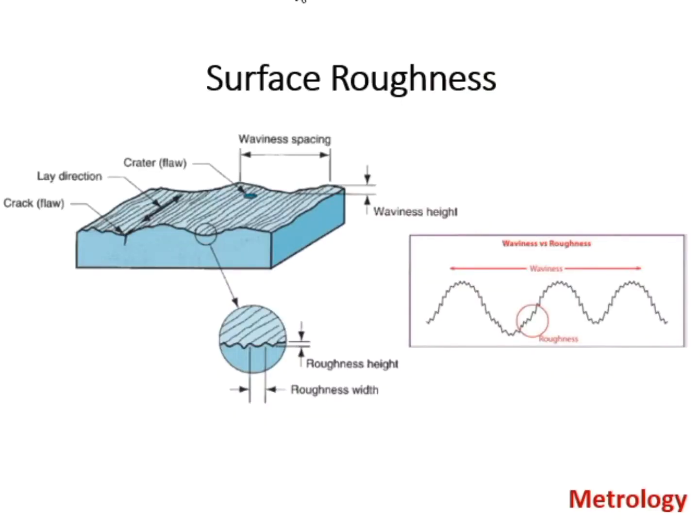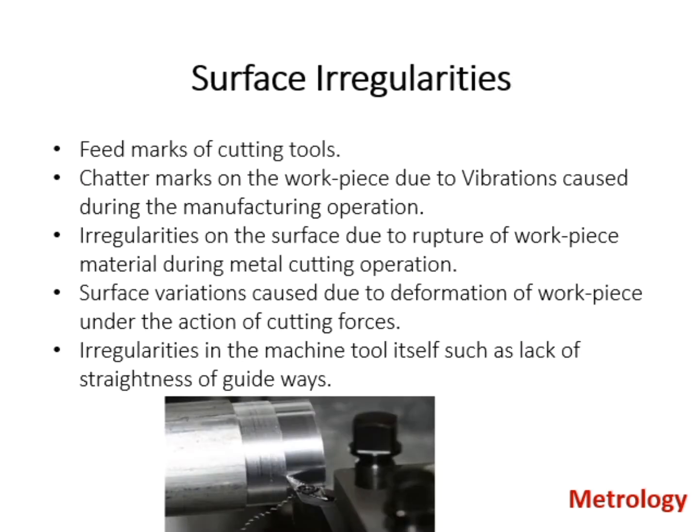If we consider the topology of a surface, you will find irregularities on each surface. We can categorize them mainly as waviness and roughness. In this figure, you can see the difference between waviness and roughness. These irregularities arise mainly due to machine parameters and tool parameters such as feed marks of the cutting tool, vibration, misalignment, and there are many more.